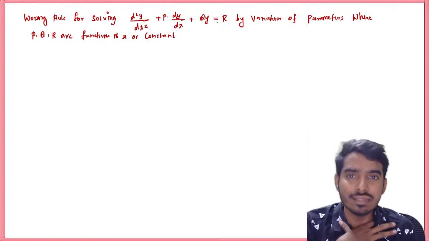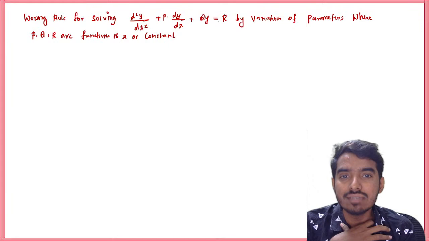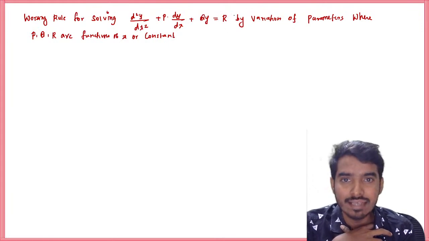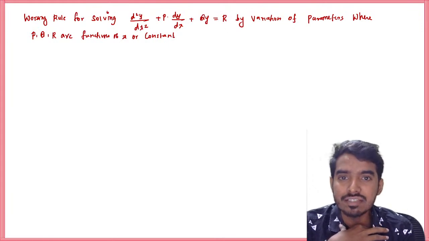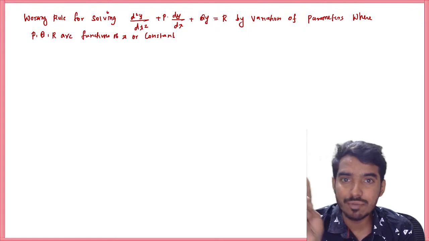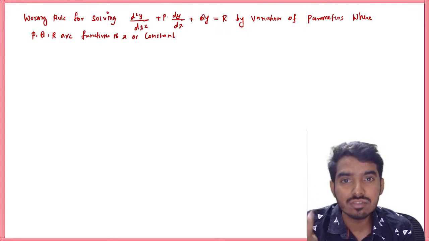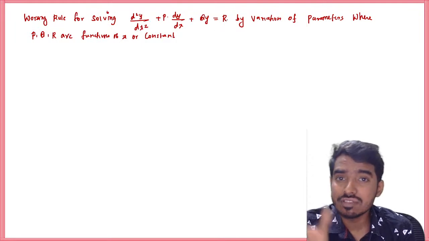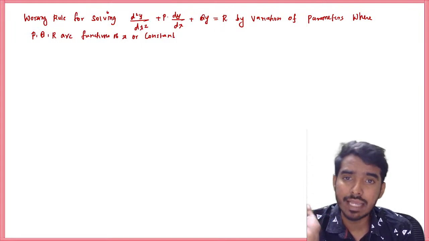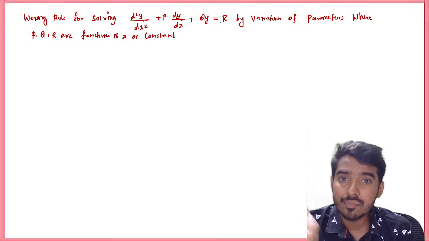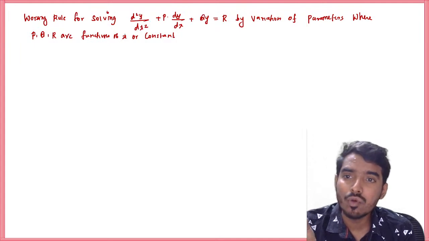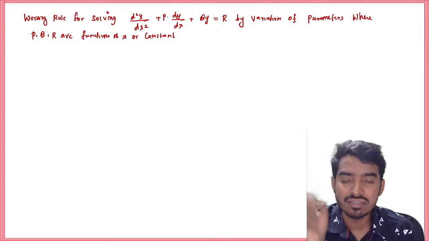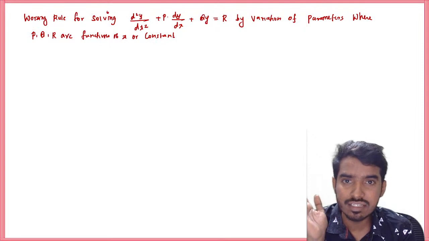This r can be anything. For example, it can be tan ax, secant ax, cosecant ax. If it is sin ax, you can solve by type 2. If it is x square, you can solve by type 3. If it is e power ax into sin ax, you can solve by type 4. But here, if you have cosecant ax or tan ax, whatever r may be, you can solve by variation of parameters. Is it clear?